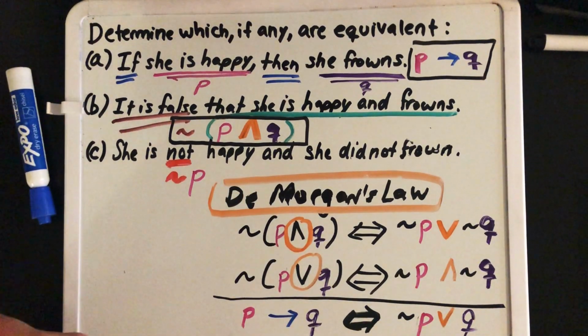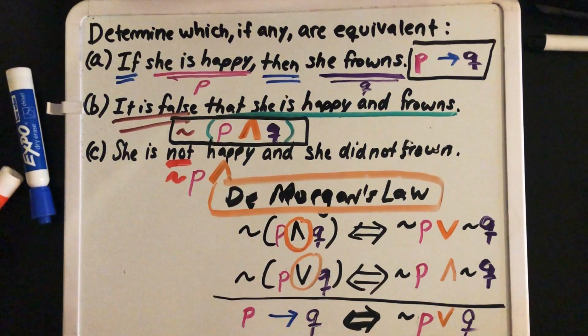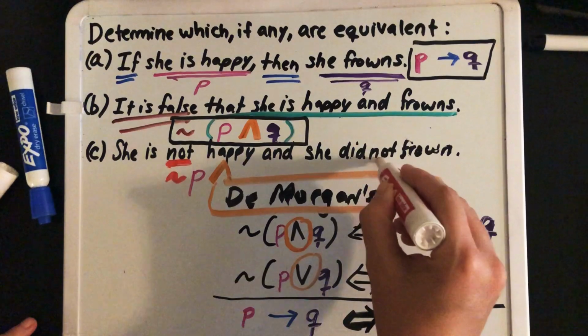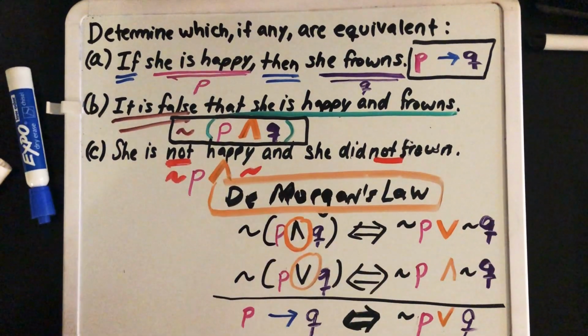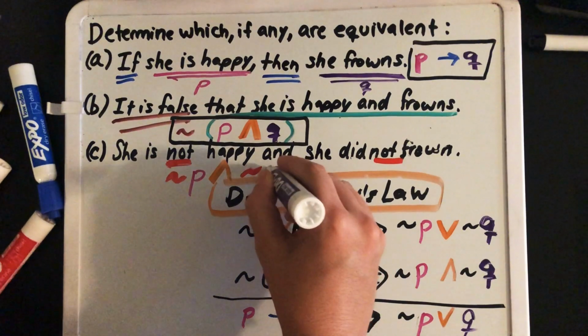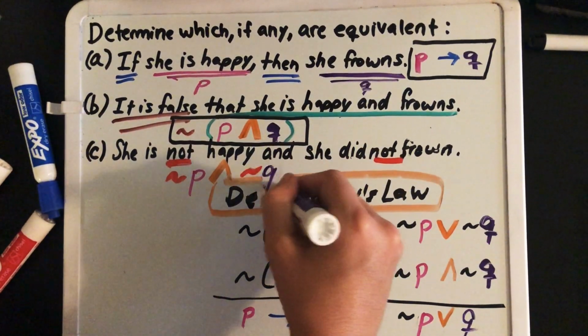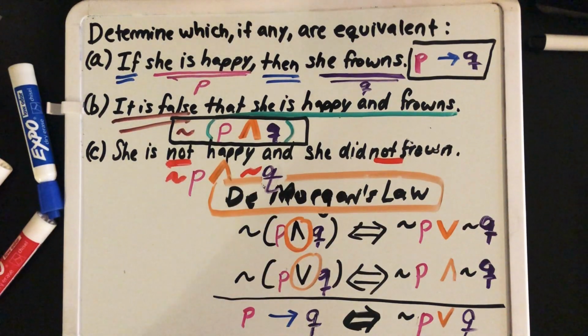And, I'm going to use my and symbol. She did not frown, or she is not frowning. So negation again for the not. Not frowning was letter P in purple. Sorry, I said P, but I meant Q. I apologize. Let's fix that. Letter Q in purple. All right.